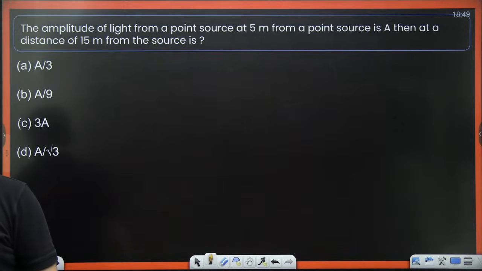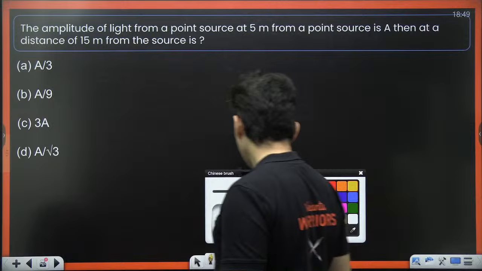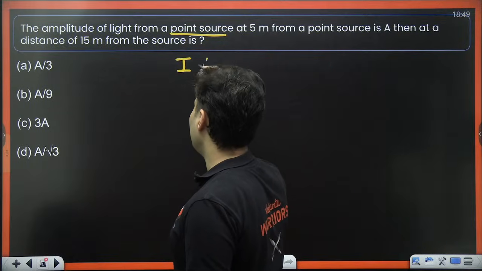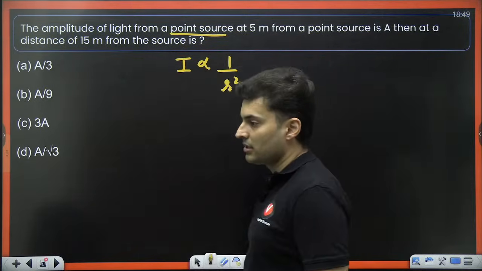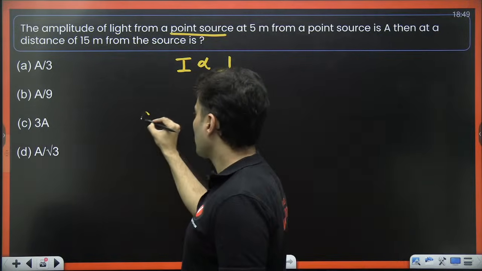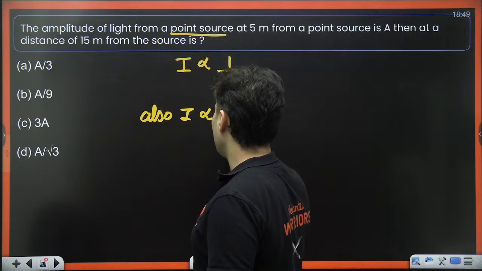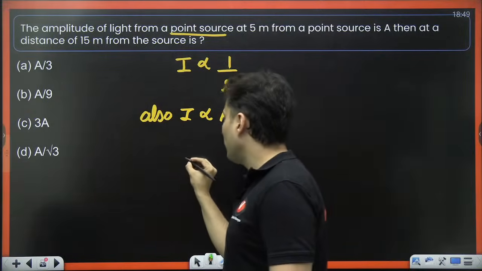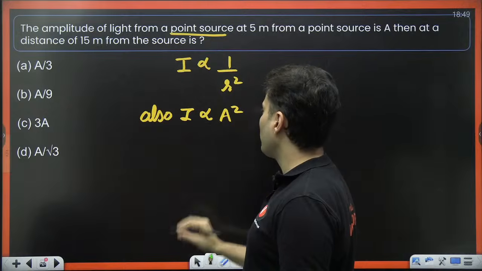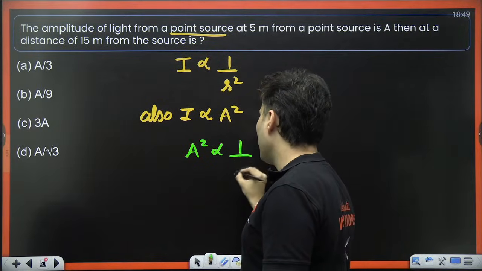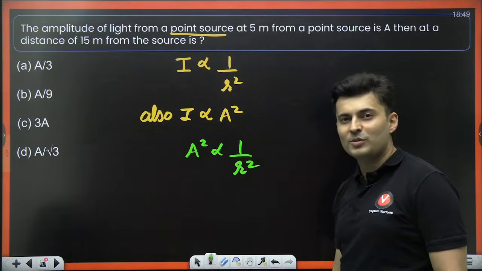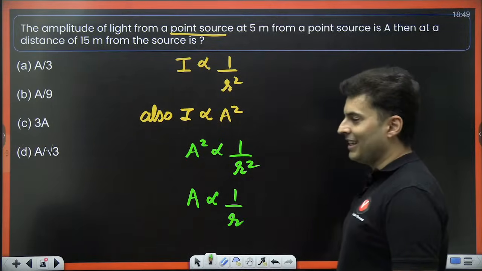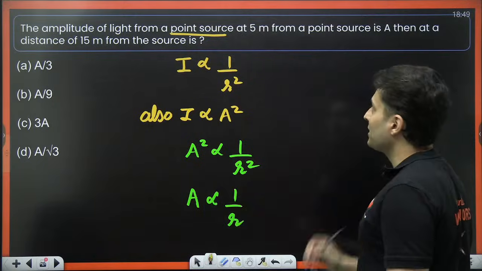Figure this out. Think carefully. I'll give you a hint. It's a point source, and in a point source, intensity is inversely proportional to the square of the distance. Also, I know intensity is proportional to the square of the amplitude. That is a standard result for any kind of wave. Combining both results, what do I get? A square is proportional to 1 by R square. Take roots on both sides, you are allowed to do that. So A is inversely proportional to R. Now come back to the original problem.